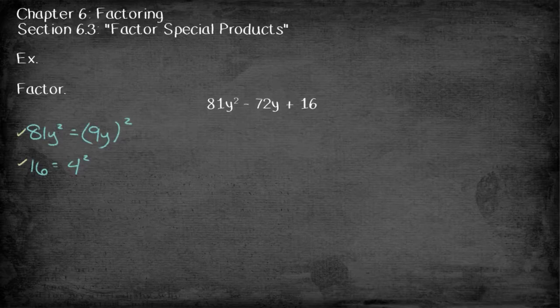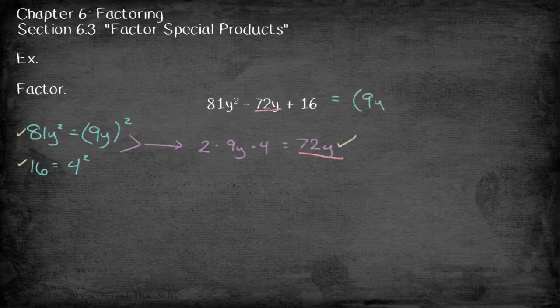Now I want to look at 2 times 9y times 4. And this is equal to 72y, which is equal to the middle term. So this is going to be equal to (9y minus 4) quantity squared. It's going to be a minus sign because the middle term is negative.